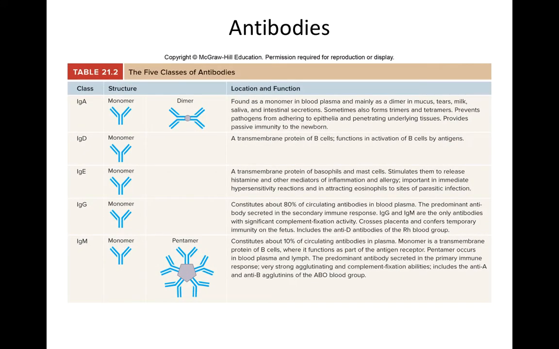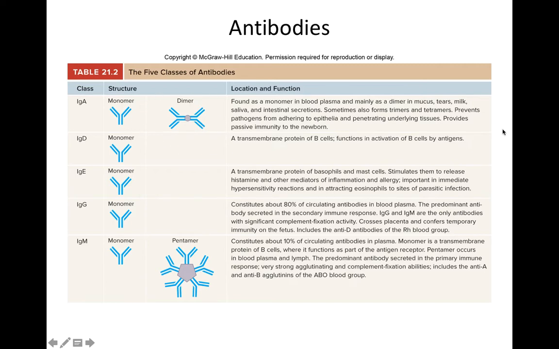So now let's talk about these classes. I'm going to go through characteristics of each of these classes that you should be familiar with. So we're going to start with IgA. First of all, it is generally formed a dimer. Okay, we usually find it in a dimer formation.